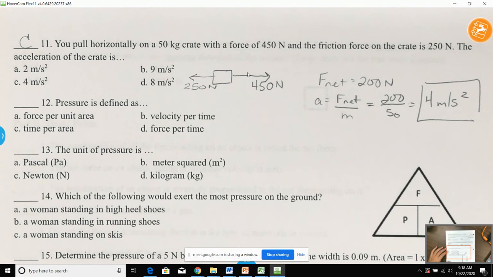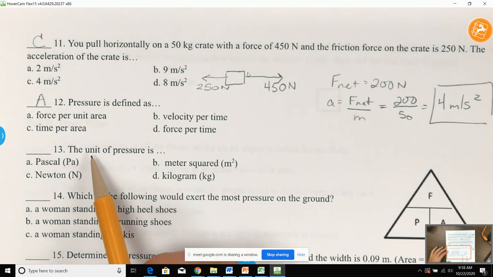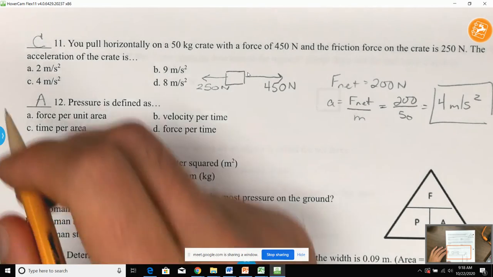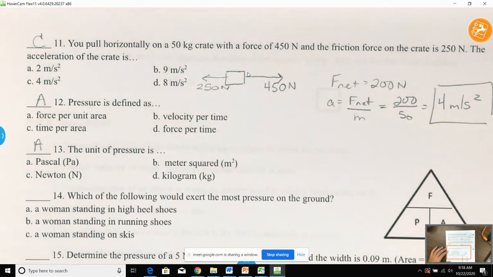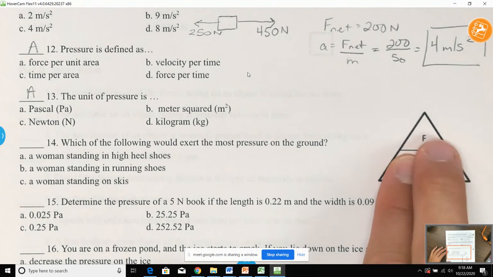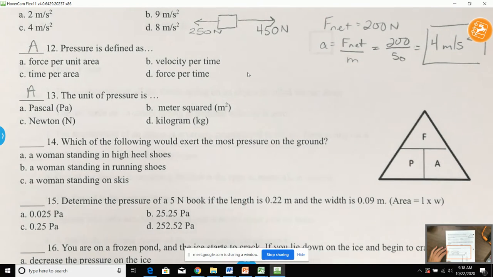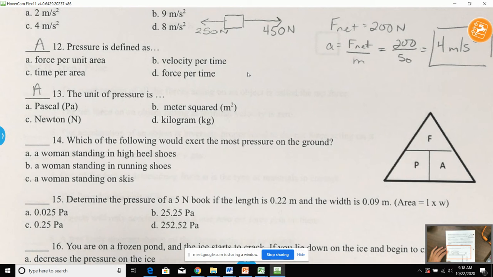So pressure. We didn't really do too much with pressure, but I'm going to go over it now. Pressure is defined as force per unit of area. Force per unit of area. The unit of pressure is going to be called a Pascal. Now the equation for pressure is force divided by the area. So which one of those would exert the most pressure on the ground? A woman standing in high heel shoes, standing in running shoes, or standing on skis?